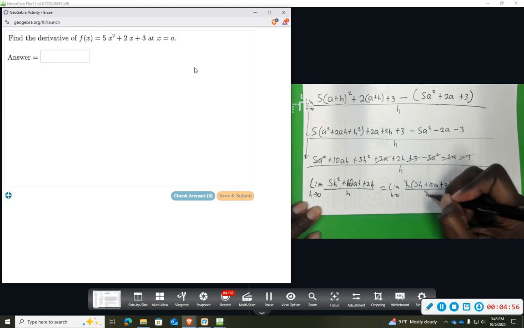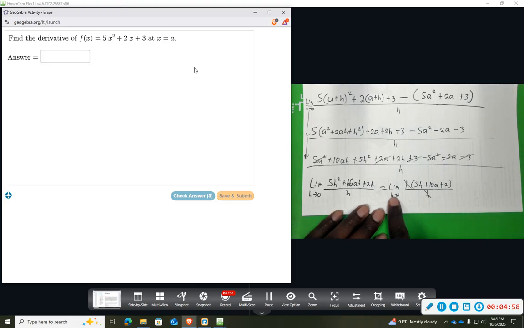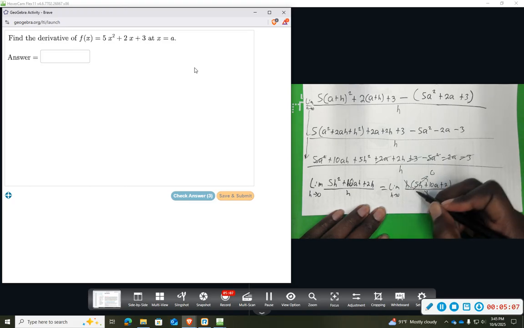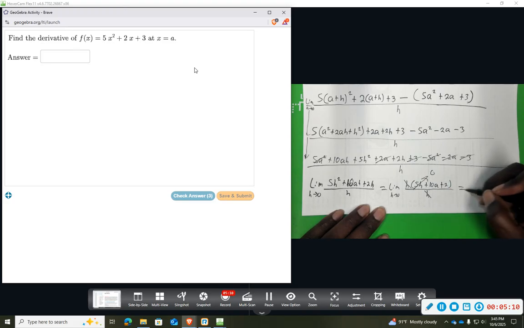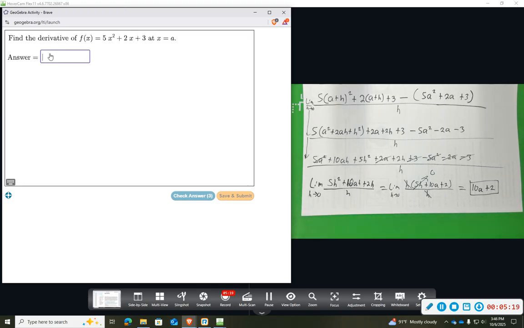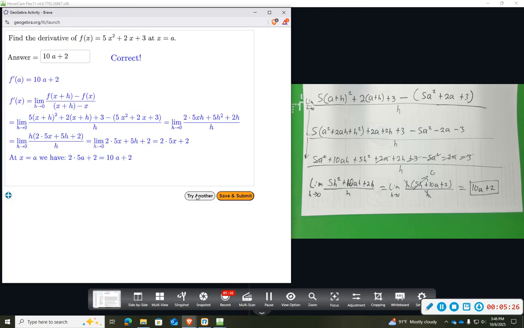So the h will divide out, and then at this point we can use direct substitution, because now we plug in the 0. We got rid of that term on the bottom, so when we plug in a 0, this term will go to 0. 5 times 0 is 0, leaving us with 10a plus 2. Okay, and they show you the same thing using the difference quotient.